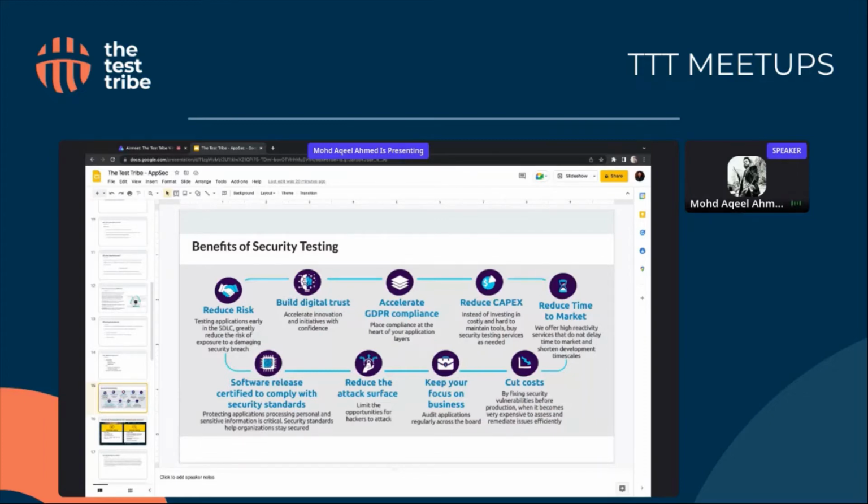And you build digital trust when you have an application security program implemented, and you'll be able to comply with multiple security compliances such as GDPR. GDPR actually deals with data protection, and you will have less capital expenditure, and with that you will also have reduced time to market, and the attack surface gets limited. You'll be able to focus on your business instead of getting diverted by the news of data breaches, and it also cuts your costs in terms of fixing the vulnerabilities.